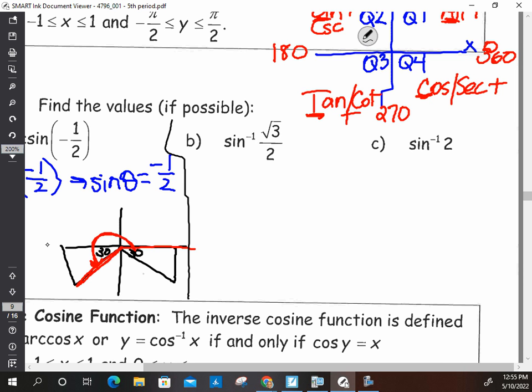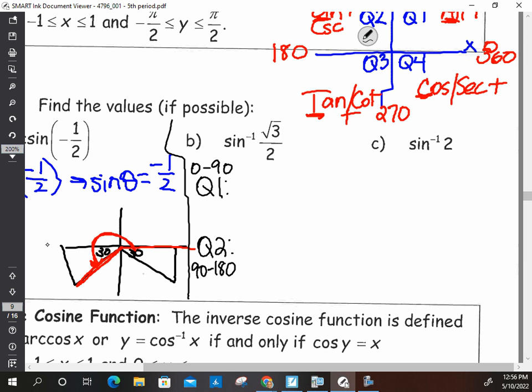So part B, you've got sine inverse of square root 3 over 2. Again, first thing you do, find your quadrants. So where can sine be positive? Quadrant 1 and quadrant 2. So we know that one of our answers has to be between 0 and 90. One of your answers has to be between 90 and 180. So that's where our two answers have to exist.